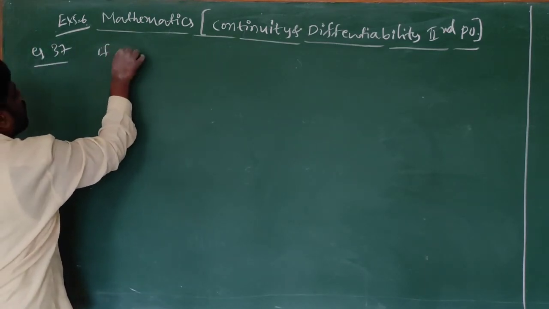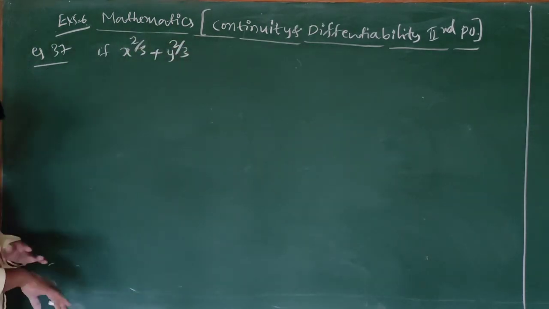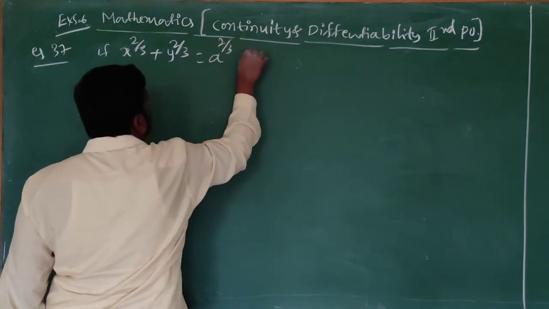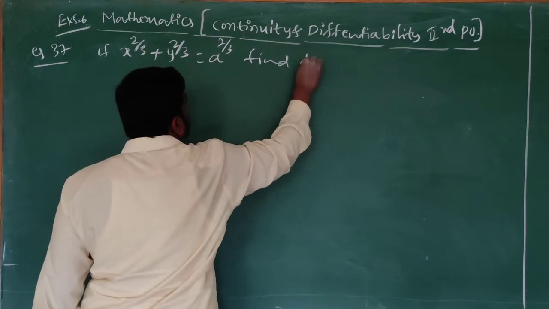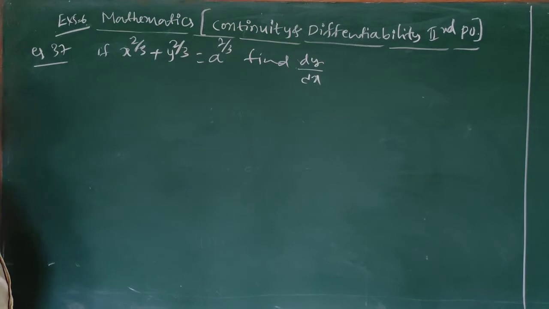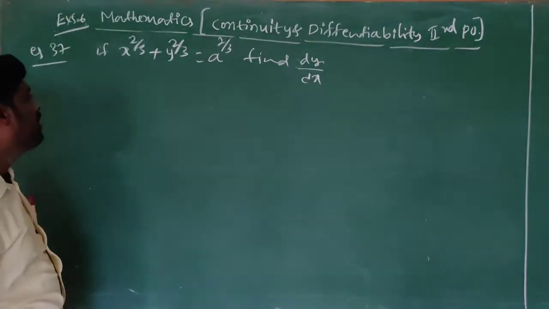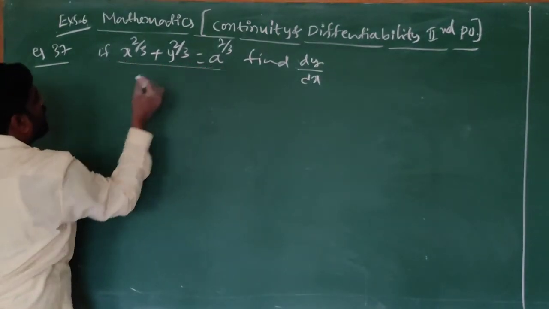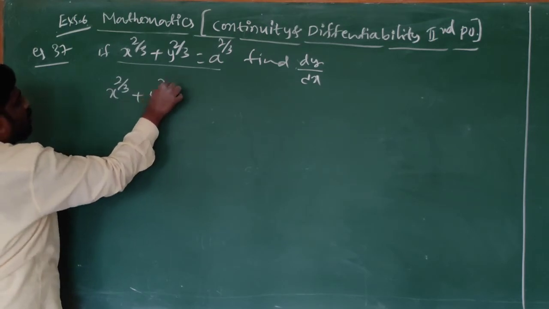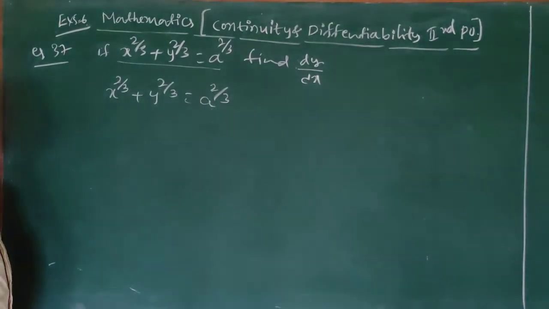If x to the power of 2 by 3 plus y to the power of 2 by 3 is equal to a to the power of 2 by 3, find dy by dx. This one you have to take as it is question. X to the power of 2 by 3 plus y to the power of 2 by 3 is equal to a to the power of 2 by 3.